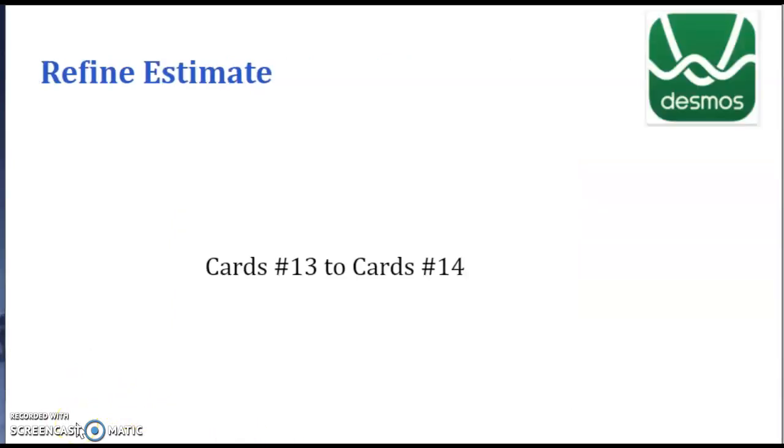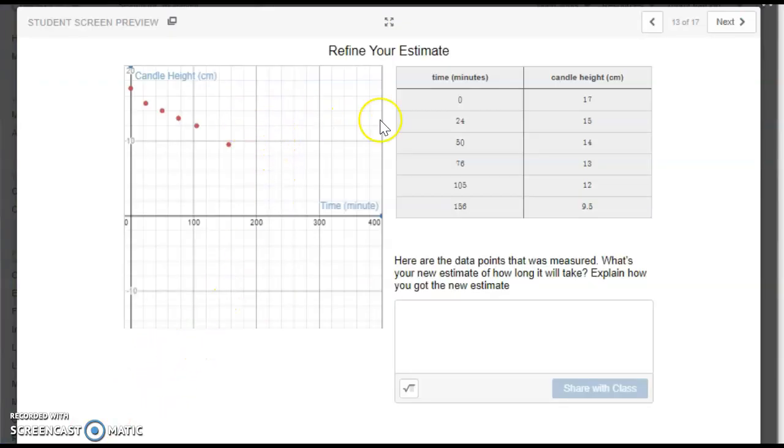So now that you have more information, you're going to move on to card number 13 and 14 of Desmos. Please pause the video and go ahead. They've actually put the data that we found on the table, and then from here they've plotted it over here. And you can see that the graph actually looks like a straight line. It's not a perfectly straight line, and there's a reason for that, but generally it looks like a straight line.